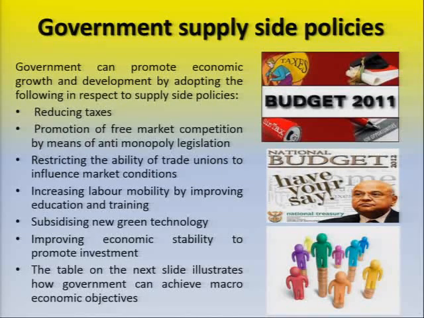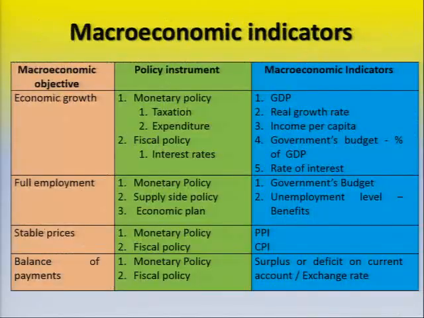Right, now the table on the next slide shows how government can achieve macroeconomic objectives. Remember the macroeconomic objectives: economic growth, full employment, stable prices, stable exchange rate. Now, if the government wants to achieve economic growth, the government can use the following policy instrument. They can use the monetary policy. When they use the monetary policy, they look at the interest rate.